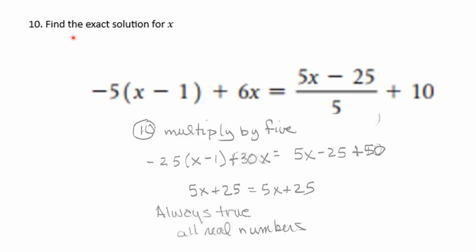Number 10, you're supposed to find the exact solution for this. If you multiply all the way through by 5 to clear this fraction, you get minus 25 times the whole of x plus 1 plus 30x, and that's equal to, the 5 will cancel, 5x minus 25, and then you're multiplying this 10 by 5 to get that. So you end up with 5x plus 25 equals 5x plus 25. This is always true. And that means this is true for any real number x.